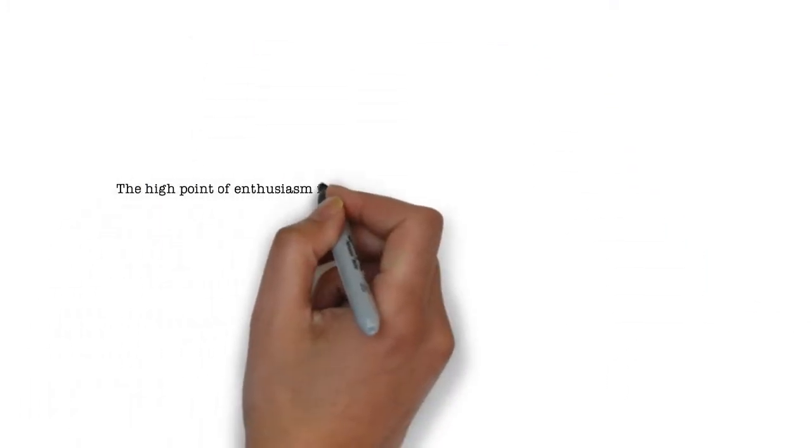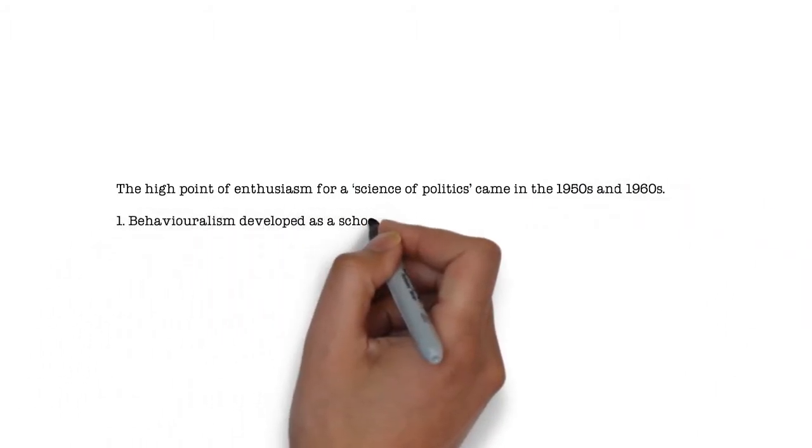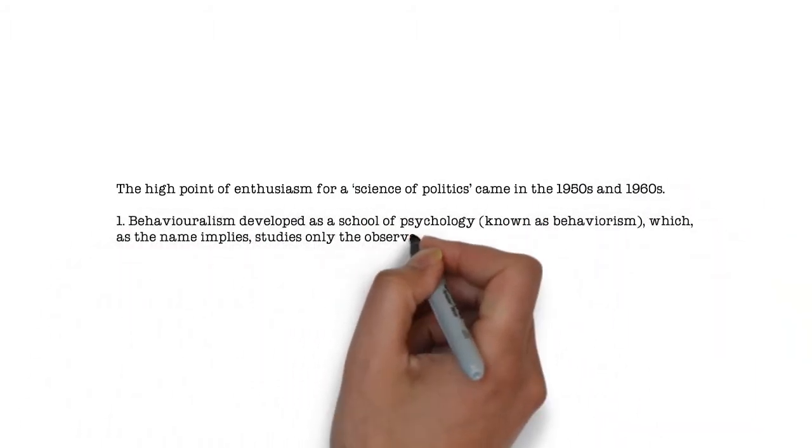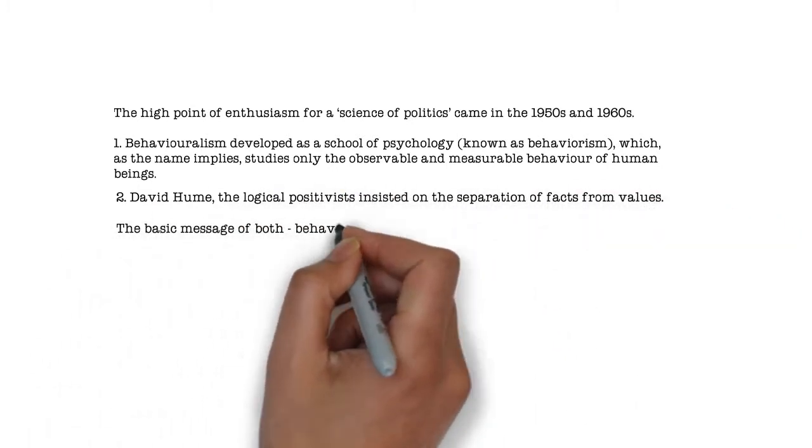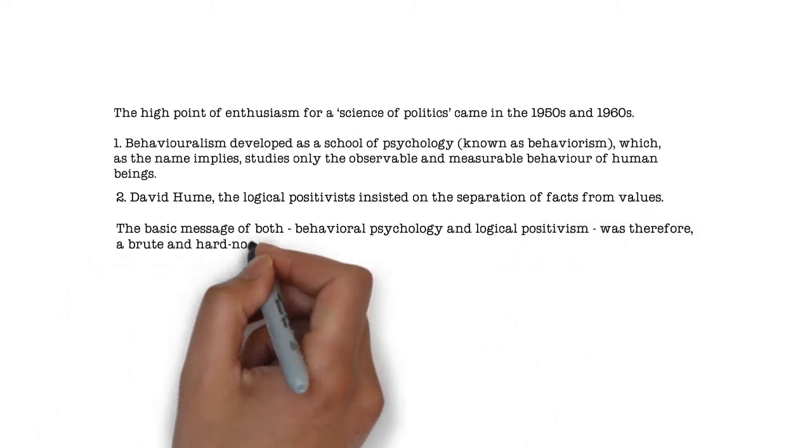To start off, the high point of enthusiasm for the science of politics came in the 1950s and 1960s. First, behavioralism developed from a school of psychology known as behaviorism, which, as the name implies, studies only the observable and measurable behavior of human beings. Secondly, drawing inspiration from David Hume, a logical positivist who insisted on the separation of facts from values. So, the message of both behavioral psychology and logical positivism was a brute and hard-nosed empiricism.